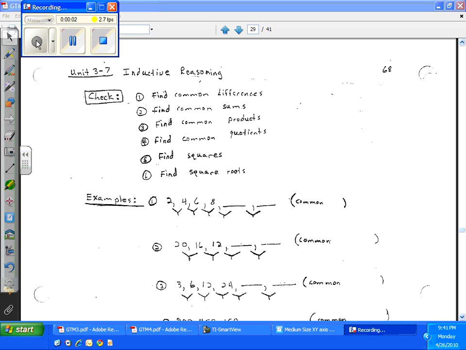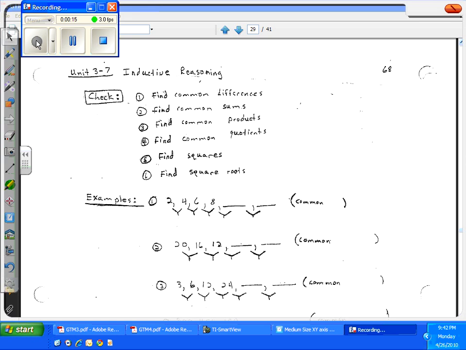Inductive reasoning is using basically logical reasoning. You look at it, you study it, you look for patterns, and you study those patterns, and you make conclusions based on that. We're just going to do some simple inductive reasoning as we look at this.